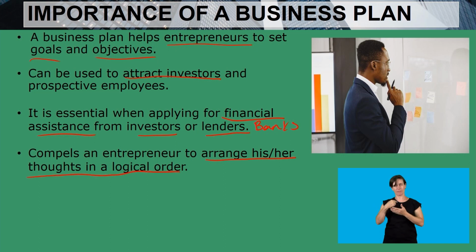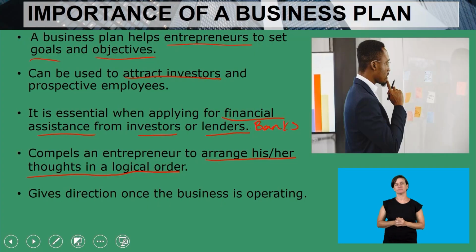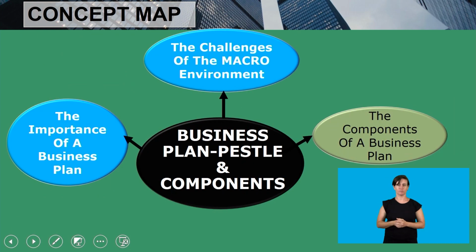So you're starting off, obviously, but we're going to speak about the components to see what it starts with and what follows. It compels you to arrange your thoughts in that order. It gives direction once the business is operating, because you've got something that guides you. I normally say it serves as a guideline. So those are the importance of a business plan. They're not limited to the points that I've given you. There are so many other points on the importance of a business plan.